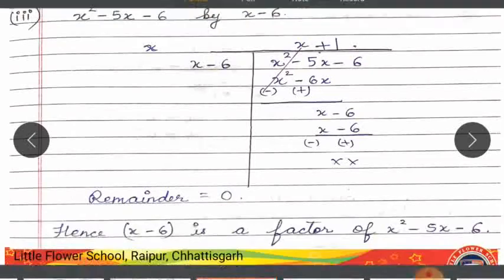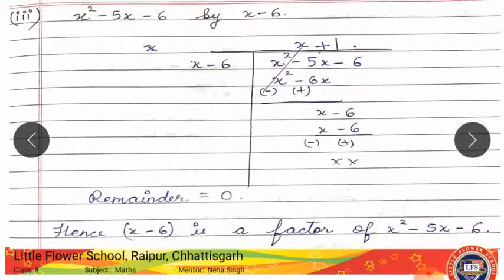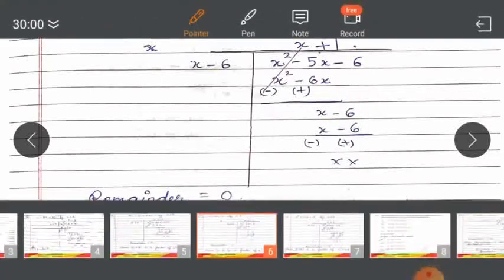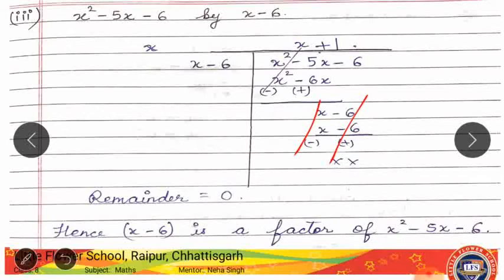So now we'll subtract the terms. This sign will be changed, minus, and here plus, because this is minus, and so they are now getting cancelled, plus minus 0. So our answer, the remainder, is 0, right? Which means that x minus 6 is a factor of this number, x square minus 5x minus 6. Okay.